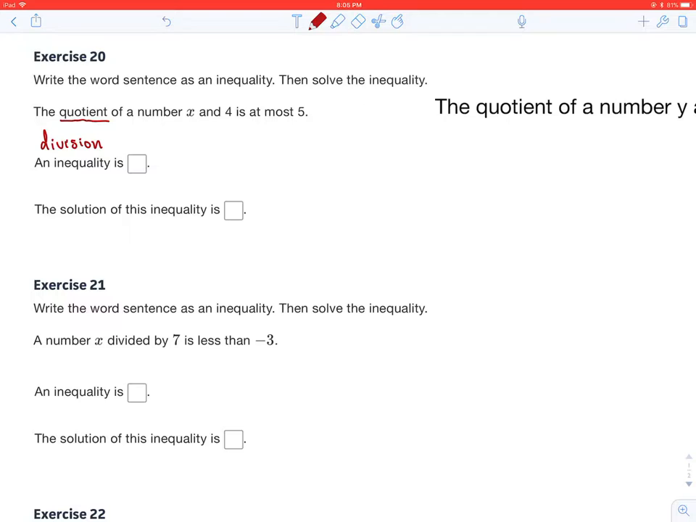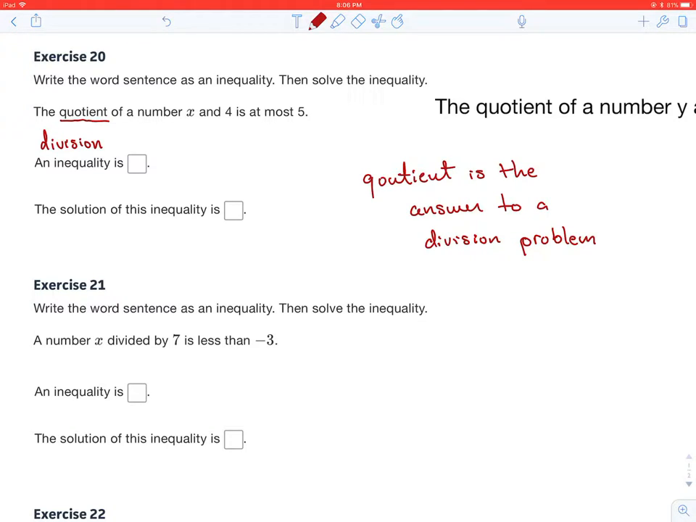It refers to division because the quotient is the answer to a division problem. So just keep that in mind. I'm going to write that just so that you can keep that in mind always, because you're going to run into this again. Quotient is the answer to a division problem.